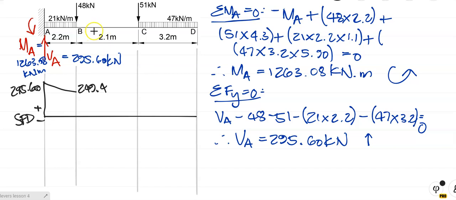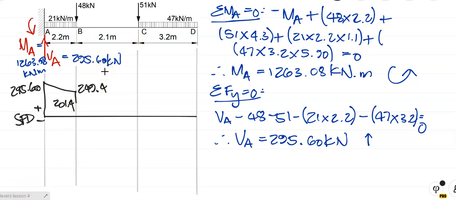Right. At B, we've got a downward load of minus 48. So with that same value on my calculator, I say minus 48, and I get plus 201.40. What does plus mean? It means plotted that amount above the zero line, so it's 201.4.